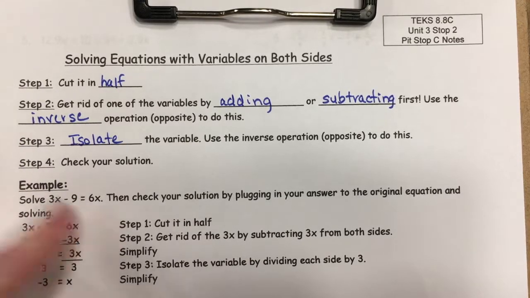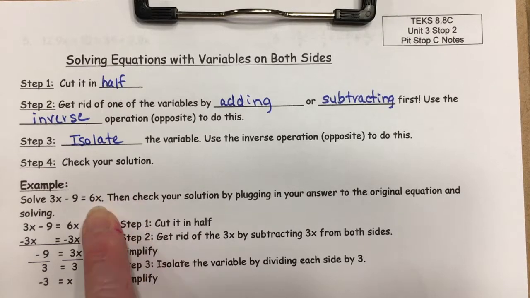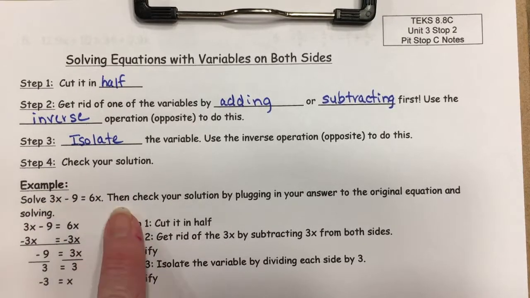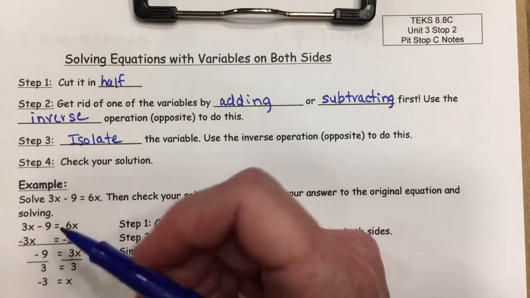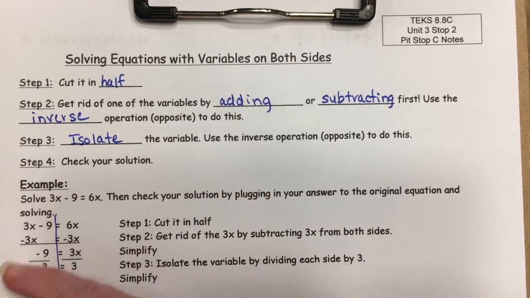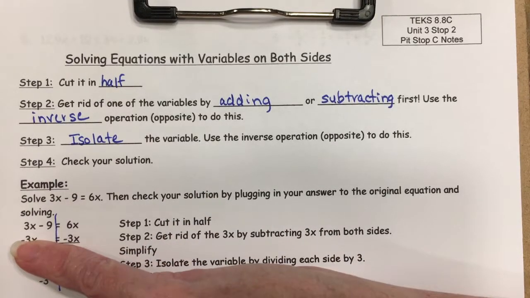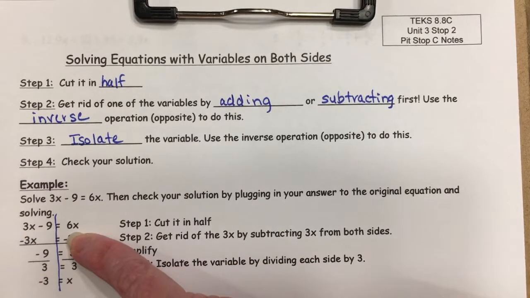3x minus 9 equals 6x. So we've solved equations like this before, but this time we have an x on both sides of the equal sign. So this is a little different. All right, so again, we're going to be cutting this in half. I can see that 3x minus 9 equals 6x. I want to get rid of this 3x, put it over here with the 6x.